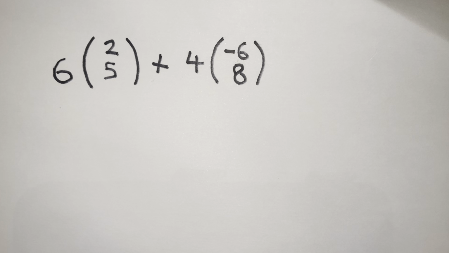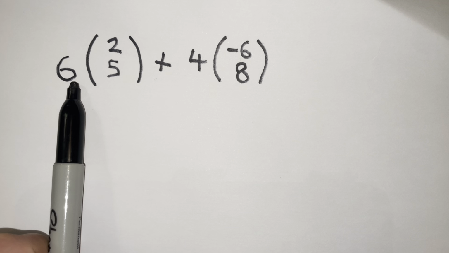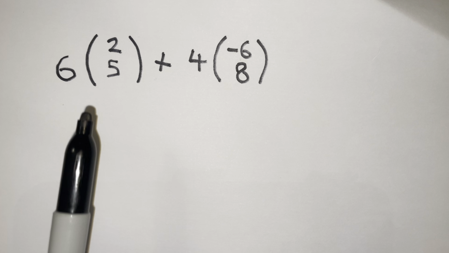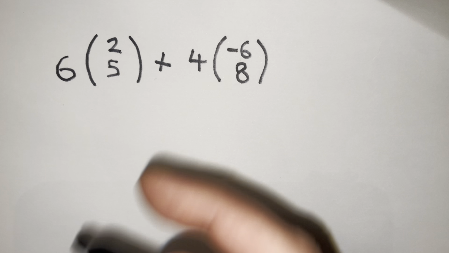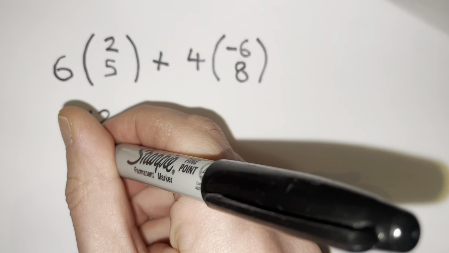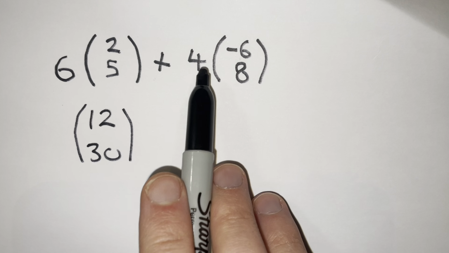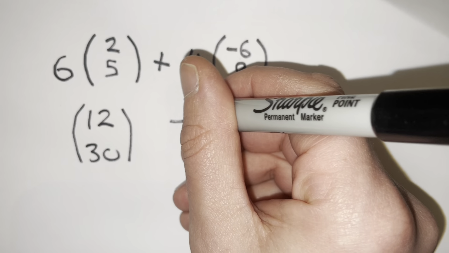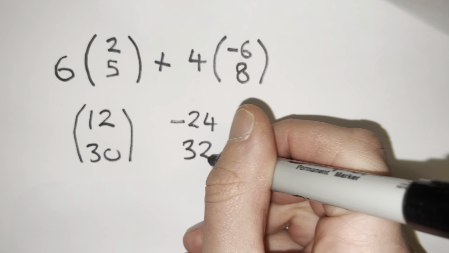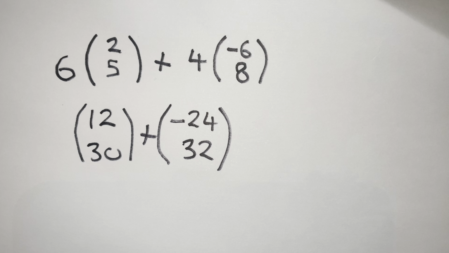We can then combine both of these skills to complete a question like this one, where we first need to multiply our two column vectors by these scalars. For the first column vector, we do 6 times 2, which is 12, and 6 times 5, which is 30. And then for our second vector, 4 times -6 is -24, and 4 times 8 is 32. We are now adding these two vectors together.